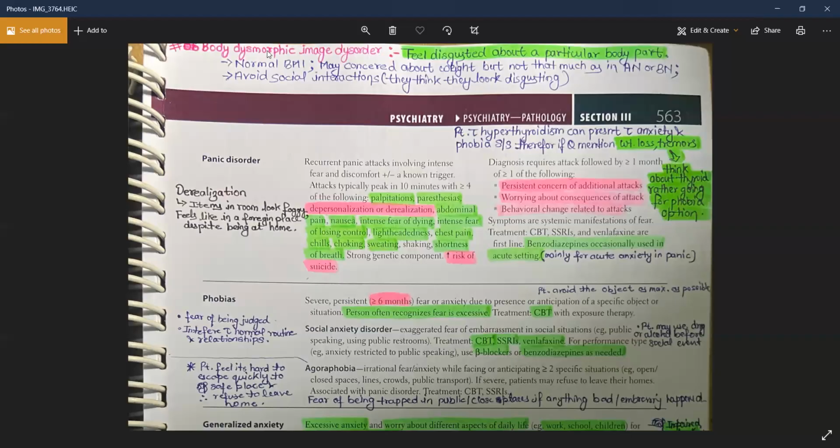In case of body dysmorphic disorder, they have a preoccupation about a particular body part, about a dysmorphic image of a particular body part. So in that scenario, they will do all this fasting and exercise. Okay, they will always feel that they look very disgusting, right? So they will avoid all these social interactions because of that. They may be concerned about body weight, but not as much as in anorexia nervosa or bulimia nervosa. So please note, if you encounter a patient, you will have to differentiate between anorexia, bulimia, and body dysmorphic disorder.